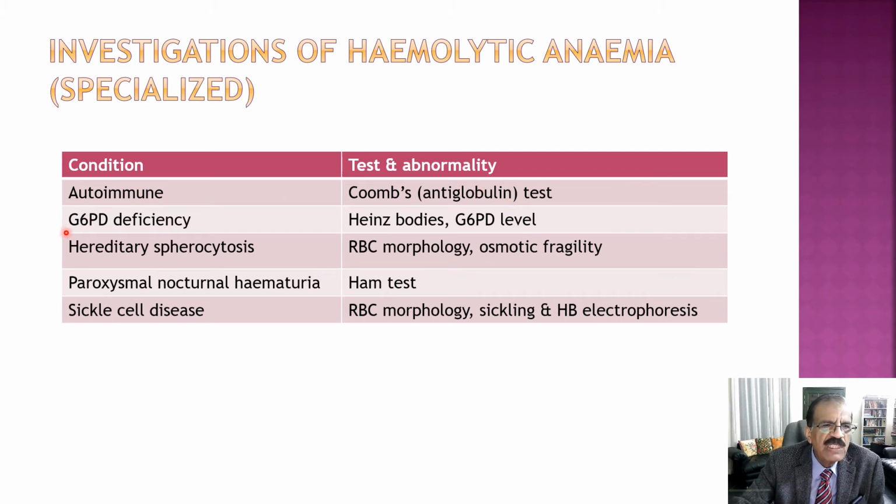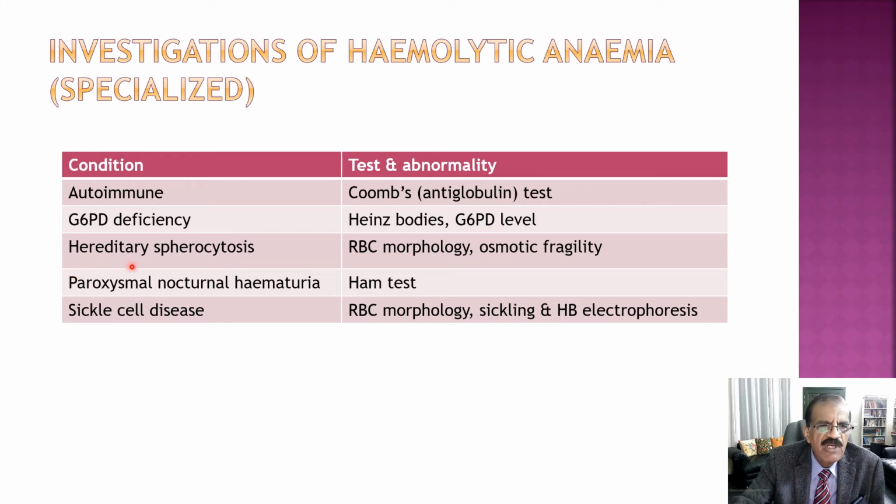Then G6PD deficiency, there may be Heinz bodies present in the peripheral blood. When you do a smear, you might be able to see Heinz bodies, and you can actually measure G6PD. And this is very important. G6PD can be measured in the RBCs, can be measured in the plasma. Both have their value. So this is another test, but this would be specific to G6PD deficiency.